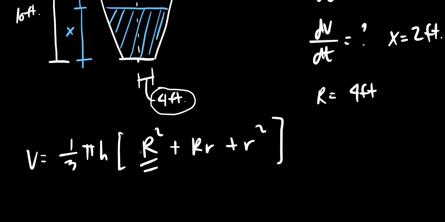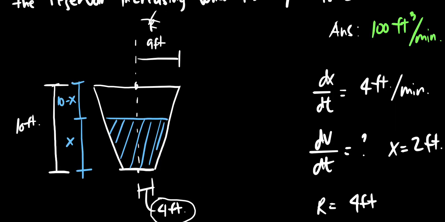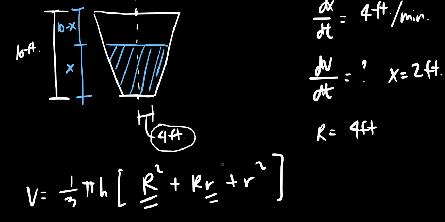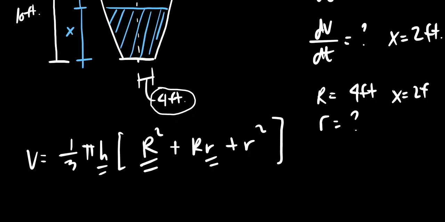So what is the other variable? The smaller r will be the radius that changes over time as the water increases. So it is still unknown. And h is basically the height. We are given the height x equals 2 feet. I think that is the variable for now. So we'll need to differentiate it with respect to time.